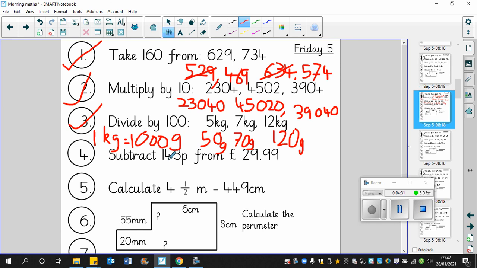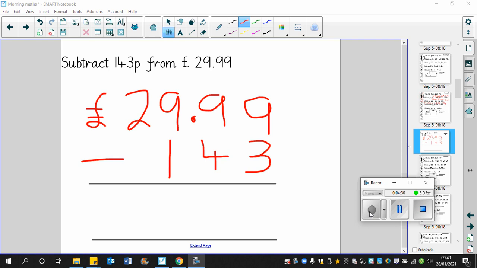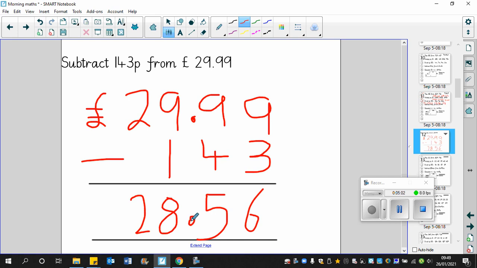Question number 4. Subtract 143 from 29.99. Okay, so here we go. This is subtraction with decomposition. Actually, when I sort of thought about this question, I thought this might be a little bit tricky, but actually it's easy peasy lemon squeezy, isn't it? 9 take away 3 is 6. 9 take away 4 is 5. 9 take away 1 is 8. And 2 take away 0 is 2. So £28.56.